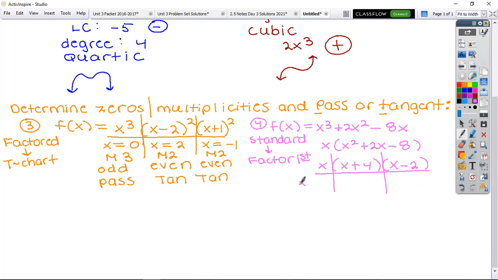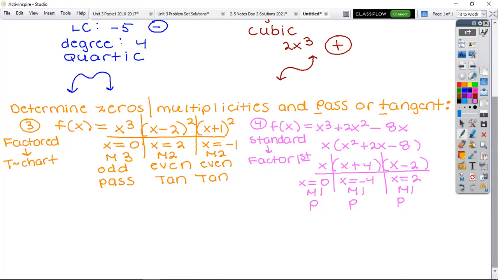I have x equals 0. Multiplicity 1 passes through. I have x equals -4. Multiplicity of 1 passes through. And then last, I have x equals +2, flip your sign. Multiplicity of 1 passes through. Okay. How are 3 and 4? We're going to know the difference.